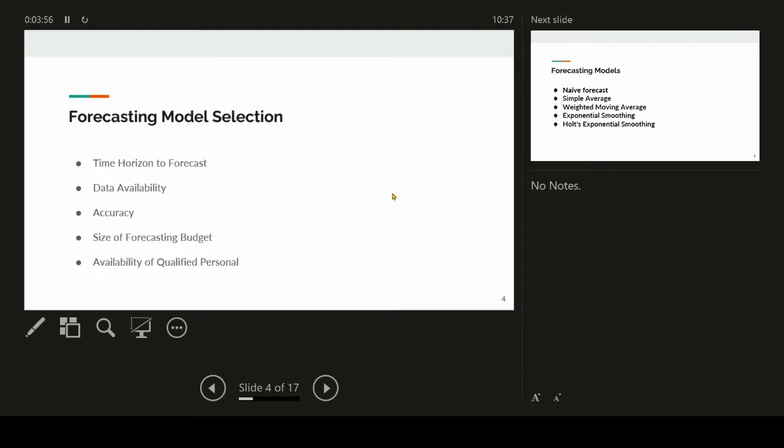Then comes data availability. Data availability is a very huge contributor to the forecast, as the amount of data can have a huge impact on the forecast. If we have data of 1 or 2 months, compared to the 6 week data, the 2 months data can provide a more accurate forecast. Then comes accuracy. In accuracy, we can decide the model using the amount of accuracy that we need.